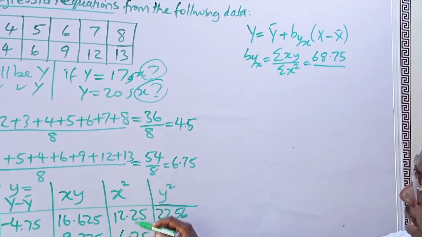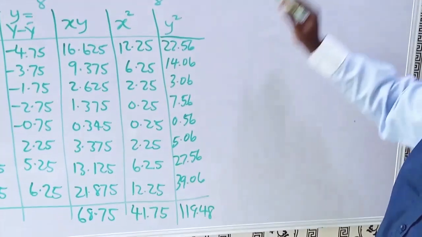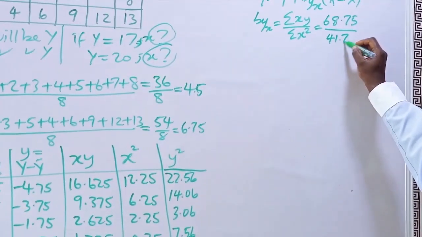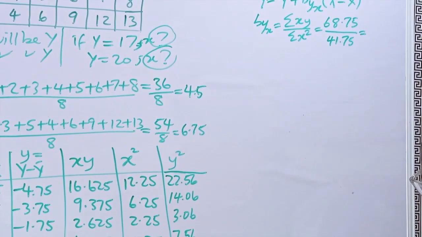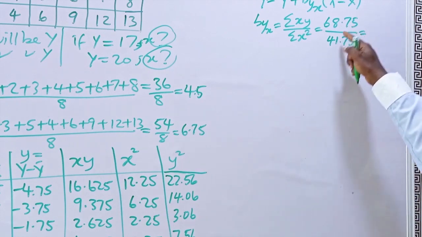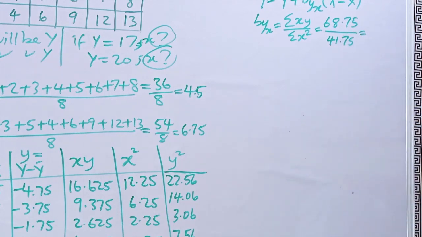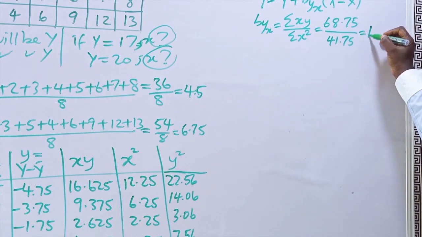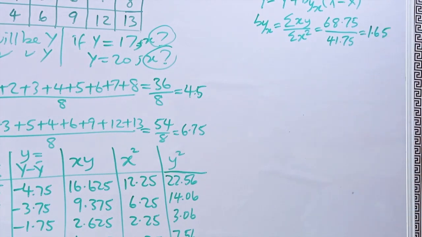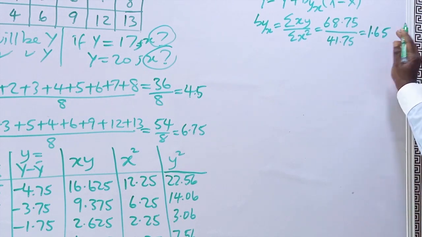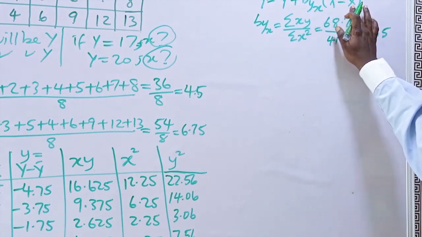Look at summation of x squared. We have 41.75. So what will be our slope based on that? That is 68.75 divided by 41.75. What we're going to have should be 1.65. So 1.65.